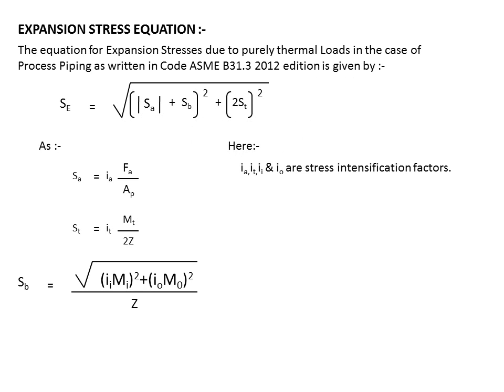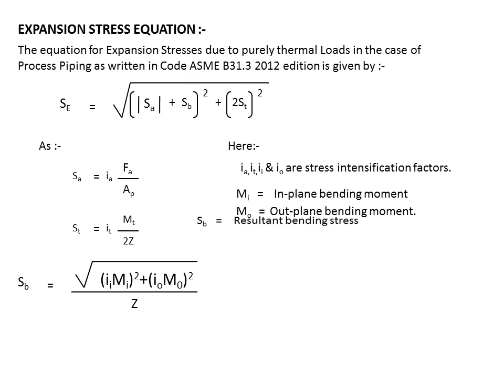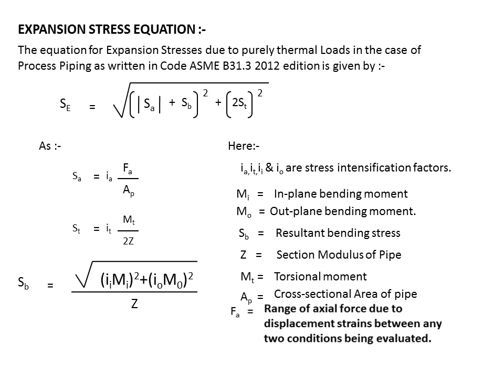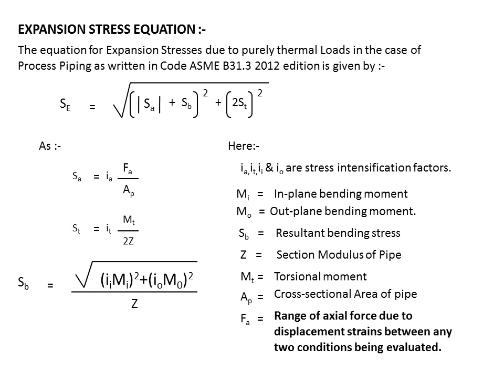Here again the coefficients Ia, It, Ii and Io are the stress intensification factors, Mi the in-plane bending moment, Mo the out-plane bending moment, and SB the resultant bending stress, Z being the section modulus of the pipe, Mt the torsional moment, Ap the cross-sectional area of the pipe, and Fa the range of axial force due to the displacement strains between any two conditions being evaluated. So this is the expansion stress equation as per process piping code ASME B31.3.